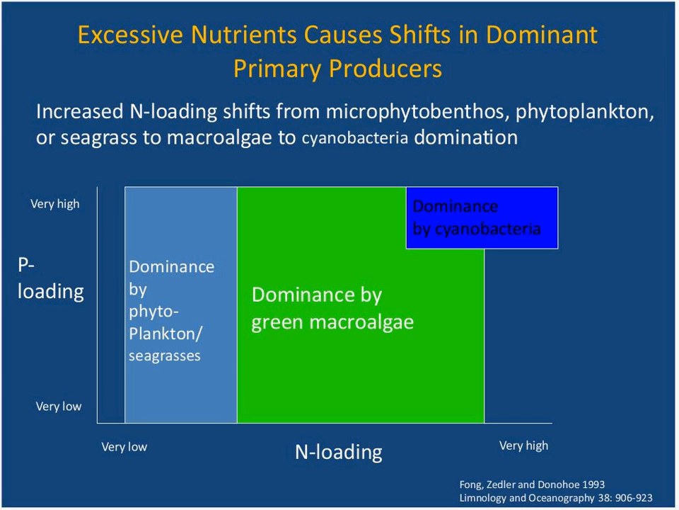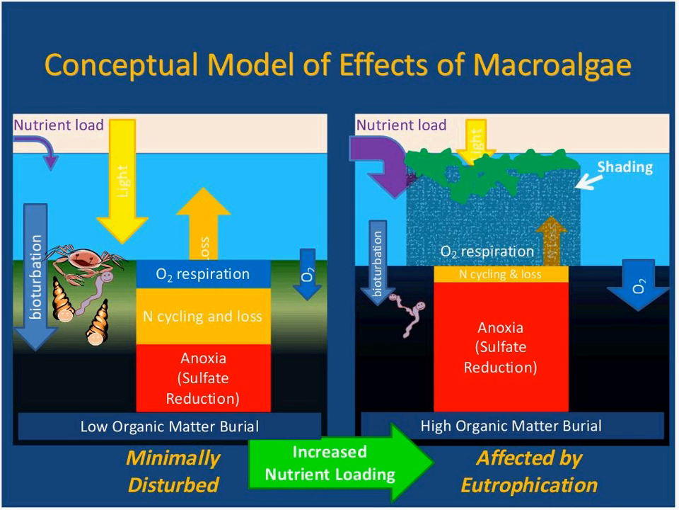Think about, and Martha touched on this already, that excessive nutrients can cause shifts in dominance amongst these primary producers. If you have very low nutrients, like on the left side of this axis in this conceptual diagram, you should get dominance in estuaries by phytoplankton, or if the conditions are right, seagrass. But as you increase nutrient loading, you increase dominance by green macroalgae. And if you go to really, really high nutrient loading, you often get another transition to cyanobacteria. So these excess nutrients cause shifts in the dominance of different primary producers.